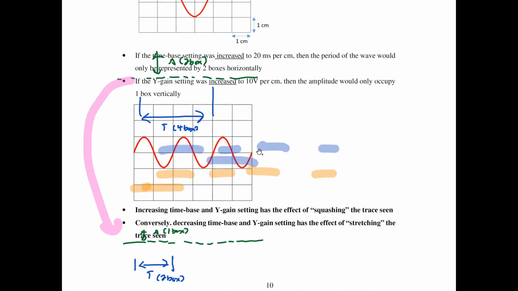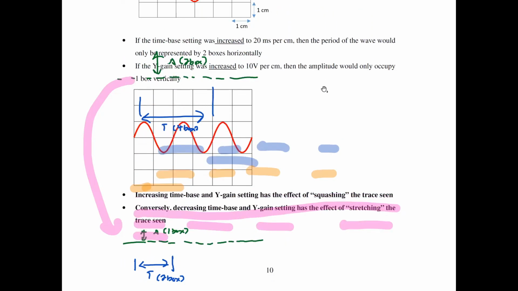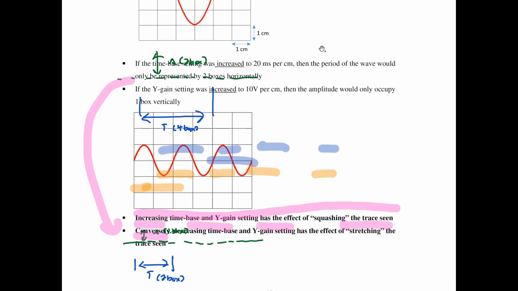Okay, this one is inside your notes. But I think the last statement wasn't. From here, you can also infer that conversely, if you were to decrease the time base and Y gain setting, you will have the effect of stretching the trace seen. This one is the other relation that you can infer from. Okay, so this is CRO. This one is something you probably would have learned under waves. Okay, so this one is clear.